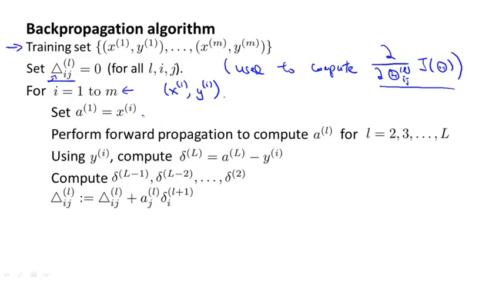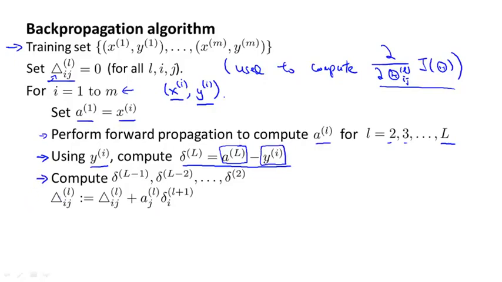For the ith iteration, we're going to be working with the training example x i, y i. The first thing we do is set a1, the activations of the input layer, equal to x i, the inputs for our ith training example. Then we perform forward propagation to compute the activations for layer 2, layer 3, and so on up to the final layer, layer capital L. Next, we use the output label y i from the example we're looking at to compute the error term delta L for the output layer. So delta L is the hypothesis output minus the target label.